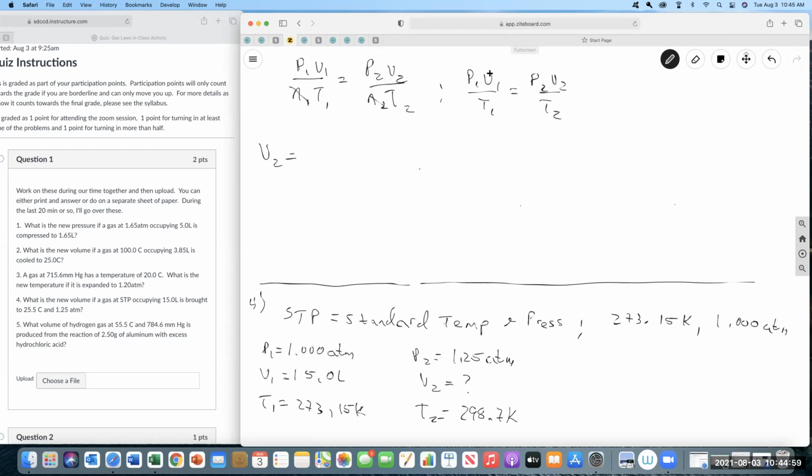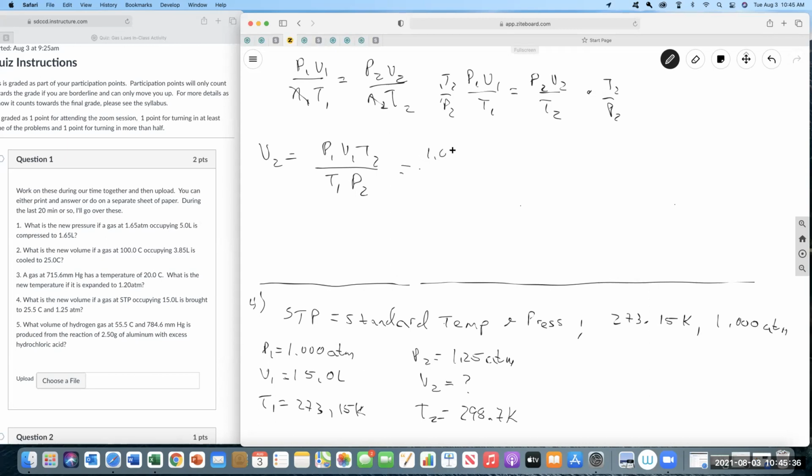So for V2, if you want to do the algebra, multiply each side by T2 over P2, like that. That'll get you that. So then we have V2 is going to be P1 V1 T2 over T1 P2. Right. So now we're going to plug the numbers in.